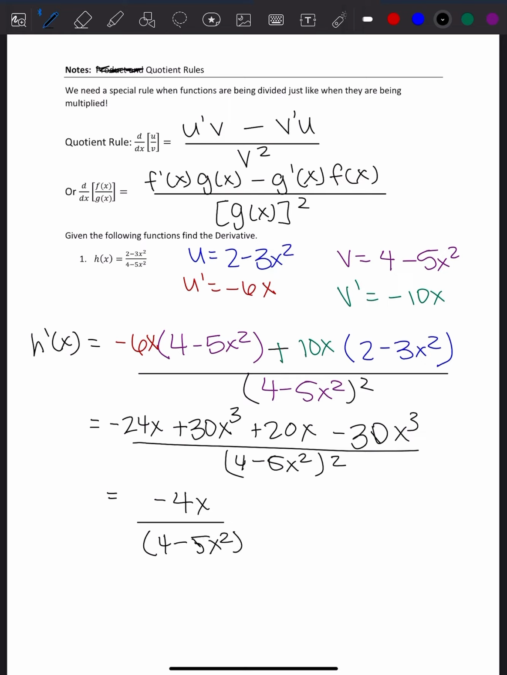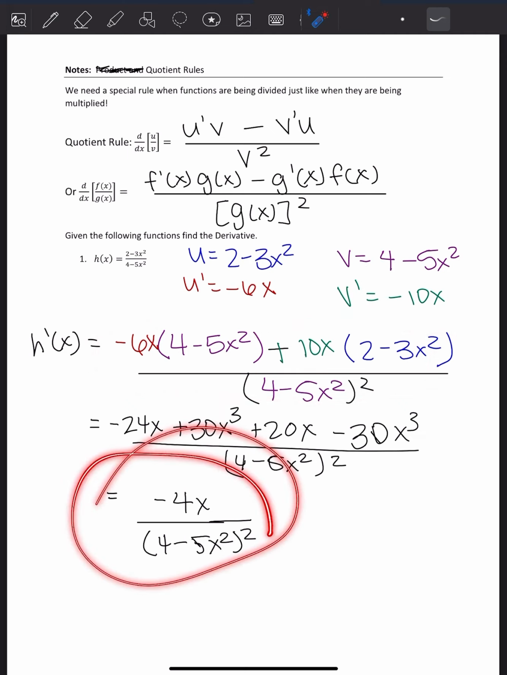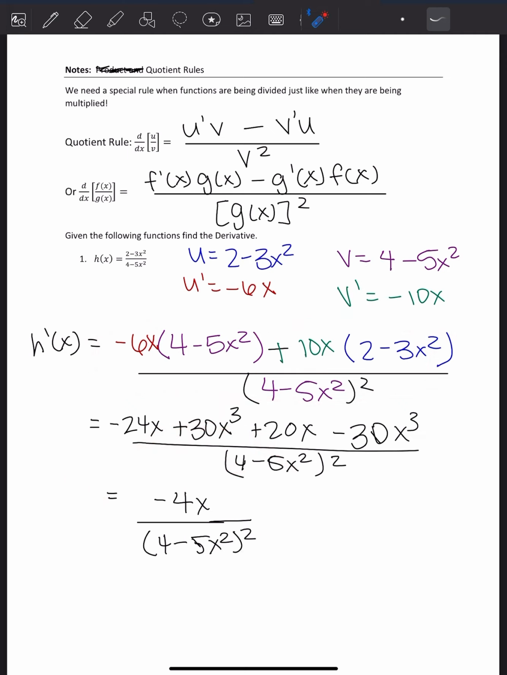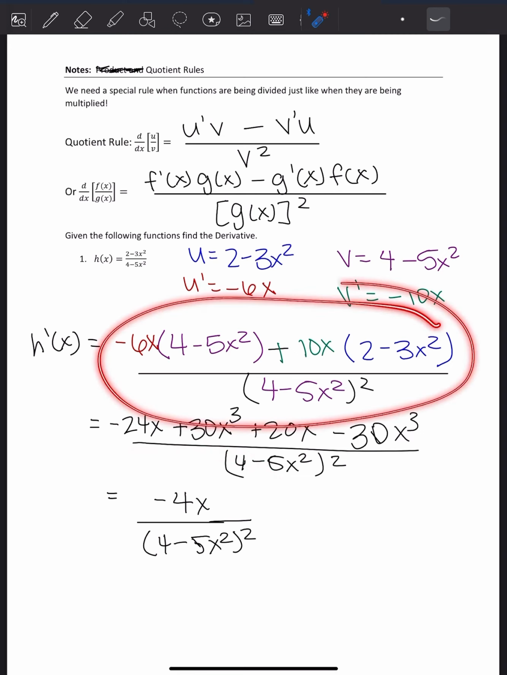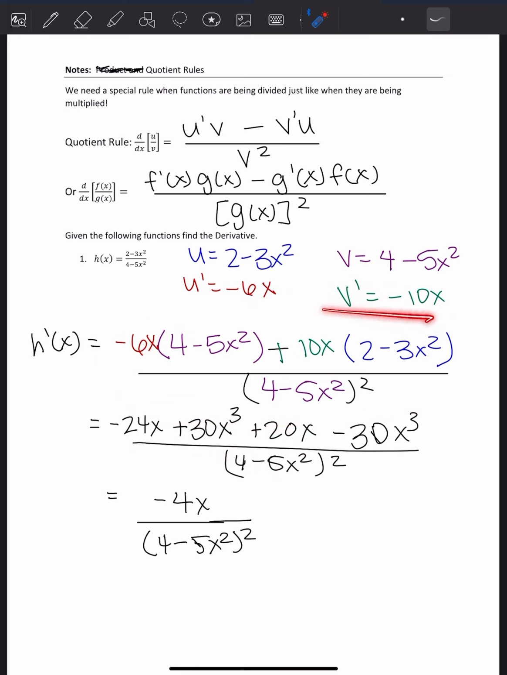So I have this as the most simplified thing I can possibly get. We may want to do this if we have to do more things with our function. If I had to plug something in for x here, I have more x values to kind of mess up than if I plug it into this. So this is more of what a multiple choice answer might look like, but if we just need to write the derivative, this is still an acceptable answer.